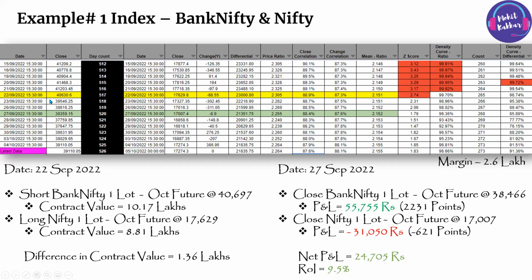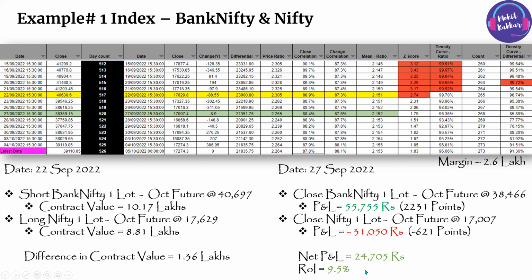So this is the yellow line when this trade was initiated for us. This is the calculation of mean, correlation, z-score, density curve, etc. And then what happened? It came on 27th and met its second deviation. Since we were short on Bank Nifty, it fell. We made 2231 points. By lot size, we made 55K here. We lost 31K in Nifty. So overall, the trade went into about 25K profit.